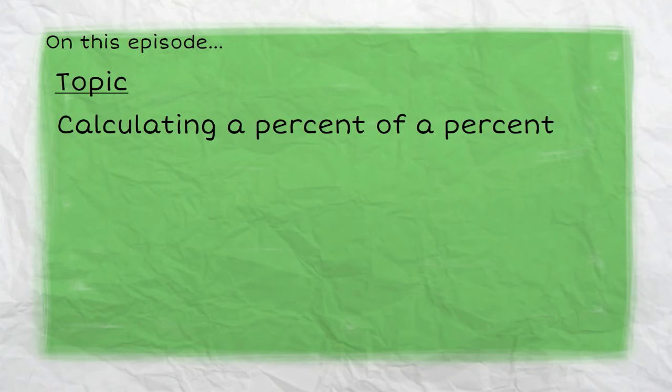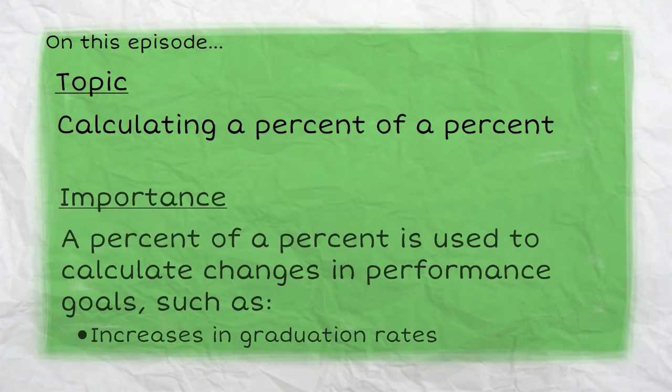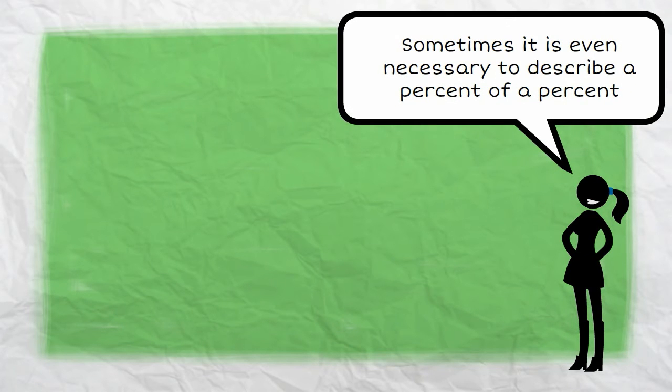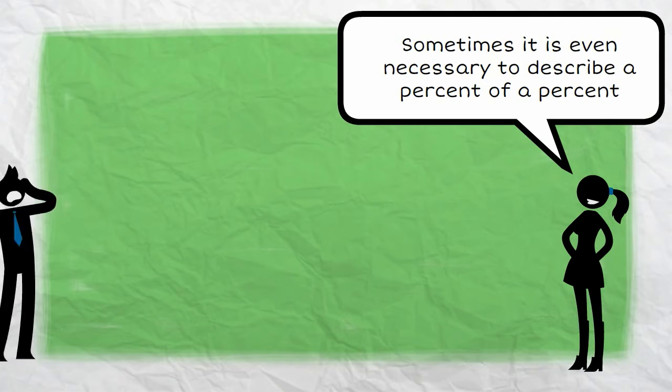On this episode, topic: calculating a percent of a percent. Importance: a percent of a percent is used to calculate changes in performance goals, such as increases in graduation rates. Colleges often use percentages to describe institutional data. Sometimes, it's even necessary to describe a percent of a percent.